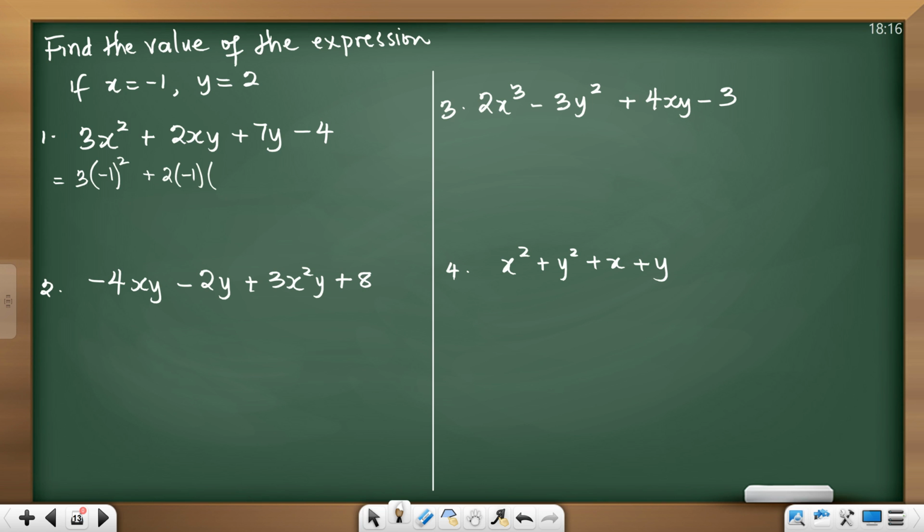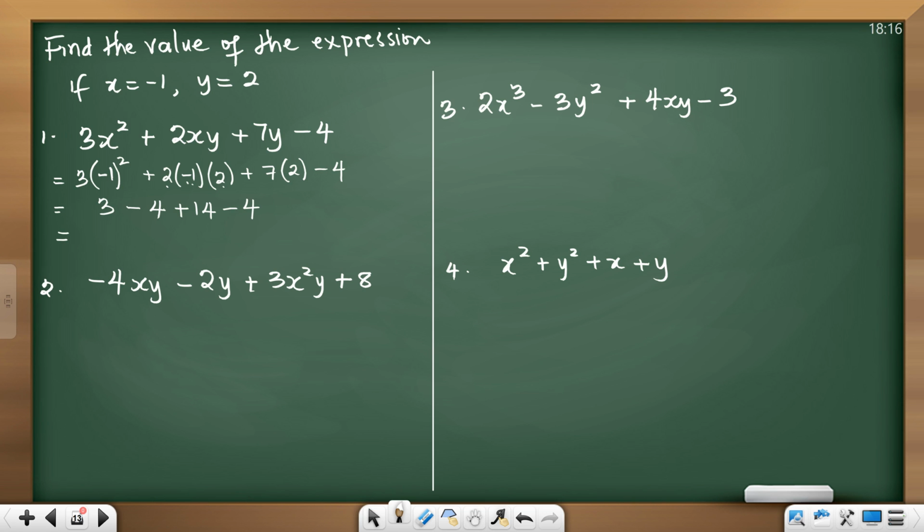2, negative 1. Y is 2 plus 7. Y is 2 minus 4. Now, what do I know? Negative 1 squared would be 1. Alright, negative and even number is 1 times 3 would give me 3. Now, 2 times negative 1 is negative, right? Remember, positive 2 times negative, alright? So that would be a negative. 2 times 1 times 2 would give me 4. 2 times 1 is 2, 2 times 2 is 4. 7 times 2 is 14, and you have minus 4.